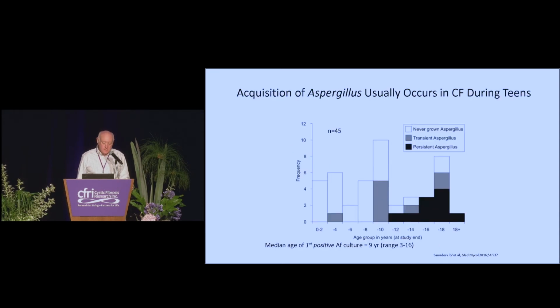Tracking along, you can see that it's not frequently recovered early in childhood, but by the time of the preteen to teen years, it starts to show up, and it seems to be something that is happening primarily in the teen years. So the median age of the first positive culture was 9, with a range of 3 to 16, but averaging around that preteen age group.